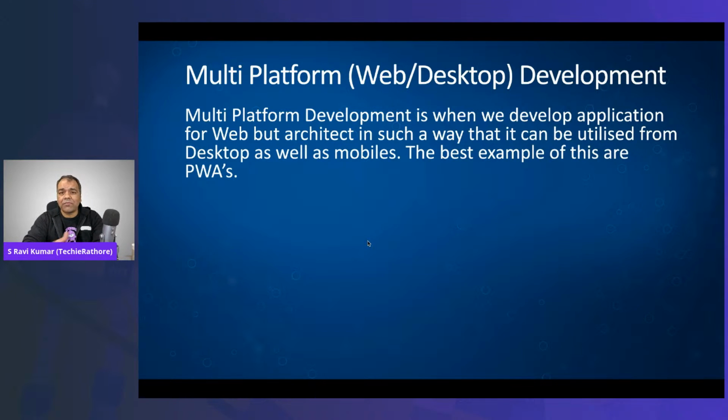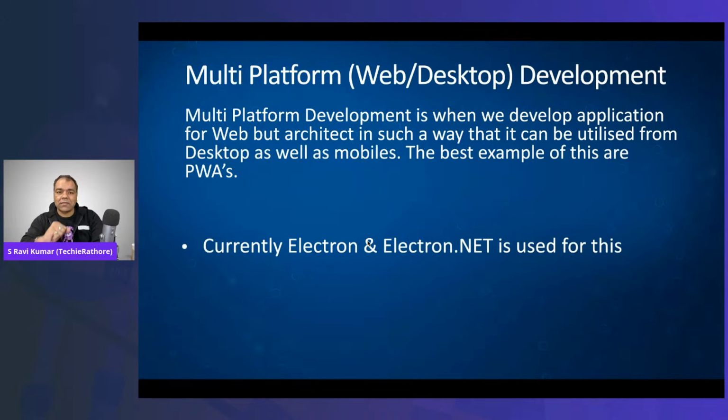The best example of multi-platform would be PWAs. But the challenge with PWAs is that they need to be hosted somewhere. Whereas when we develop a native application, that is your regular desktop application, we can download and install it on our machine. For PWAs, we need to host the PWA somewhere. The user needs to visit that site, and from there he can save it as a PWA. But I'll tell you how we can develop PWAs also using Blazor.